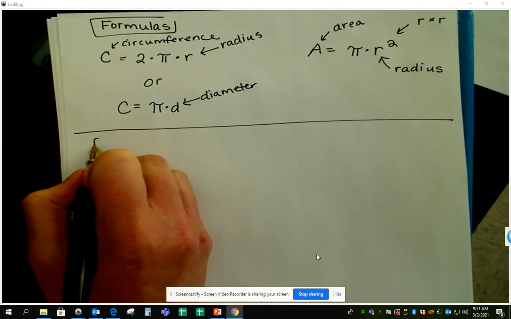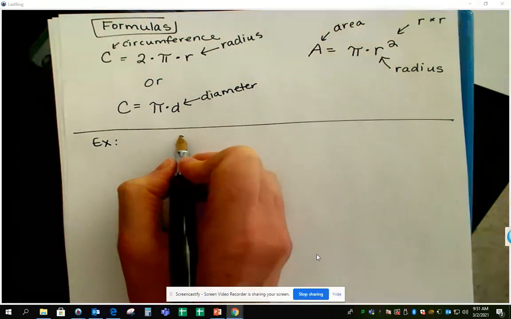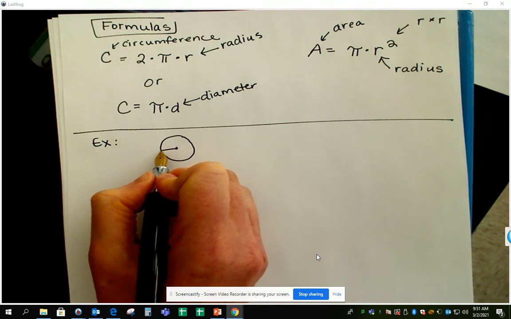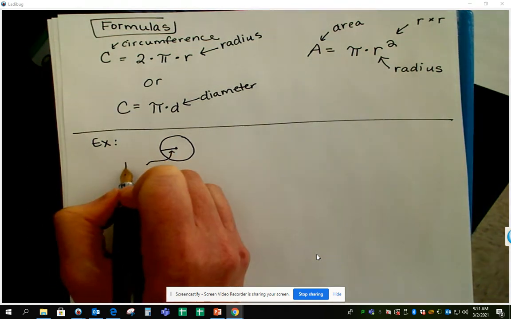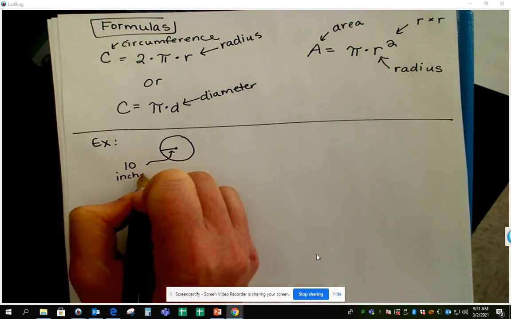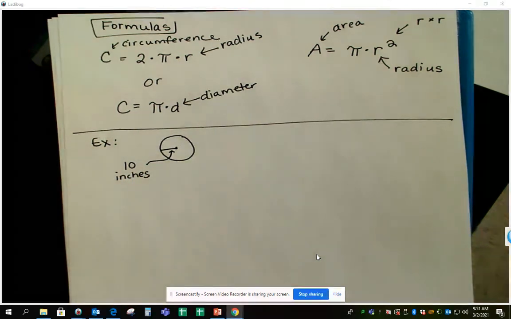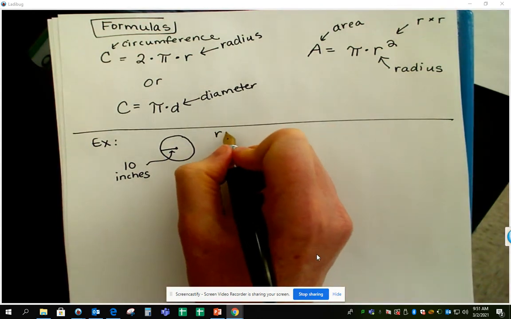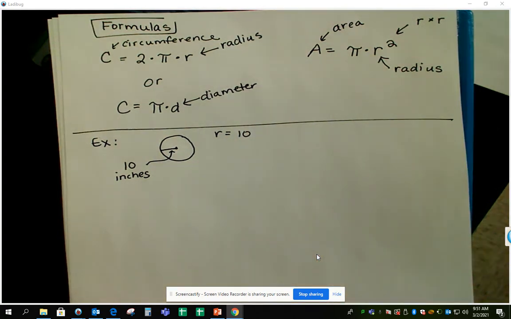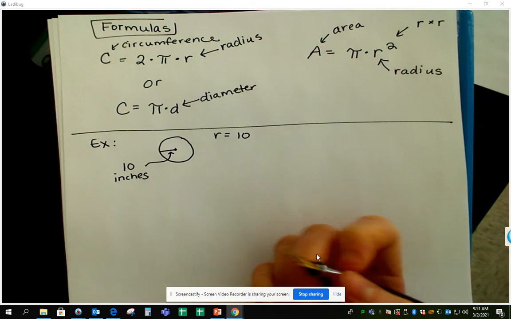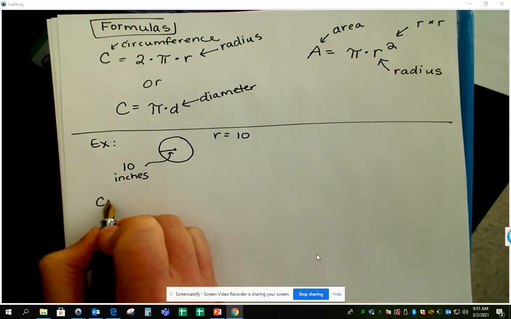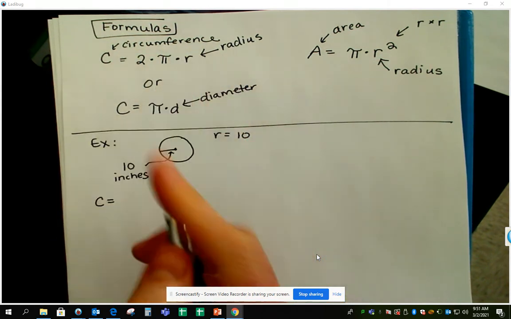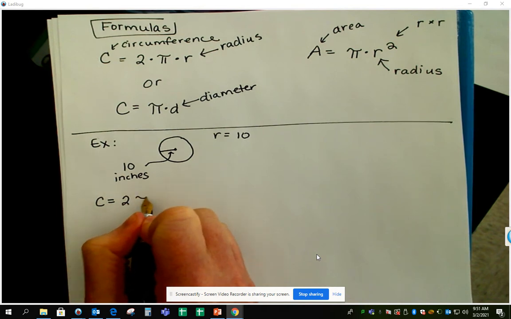So example 1, we've got a circle here, and here's the center. And going out here, this length is 10 inches. So first thing we need to do is decide have we been given the radius or the diameter, and this is a radius. So I'm going to write that down, r equals 10. And we are going to find the circumference and the area. So for circumference, I'm going to say, okay, I'm given r, so I'm going to choose the circumference formula that uses r. So 2 pi r.